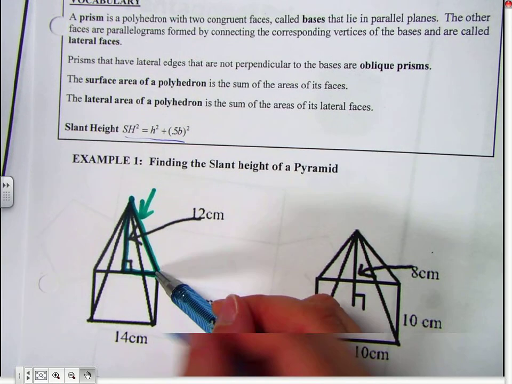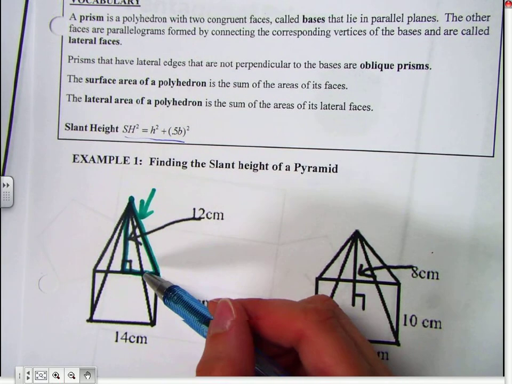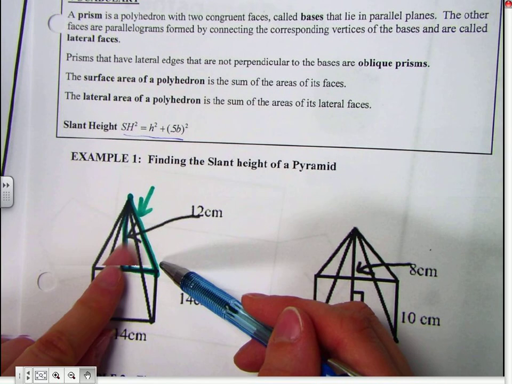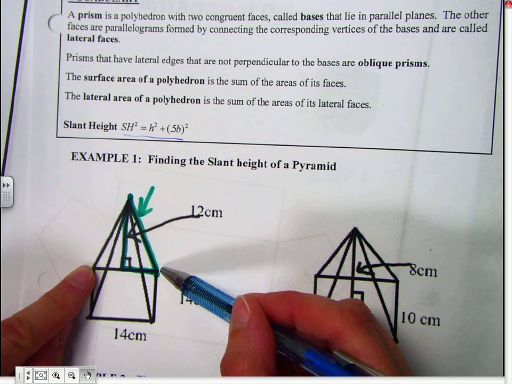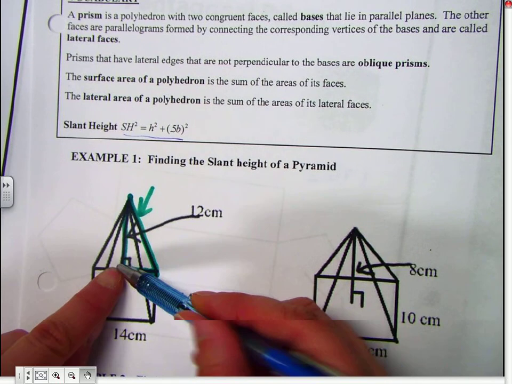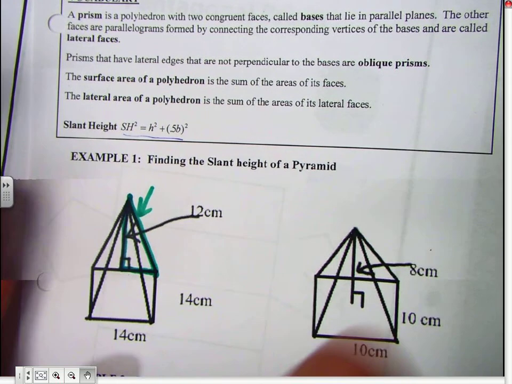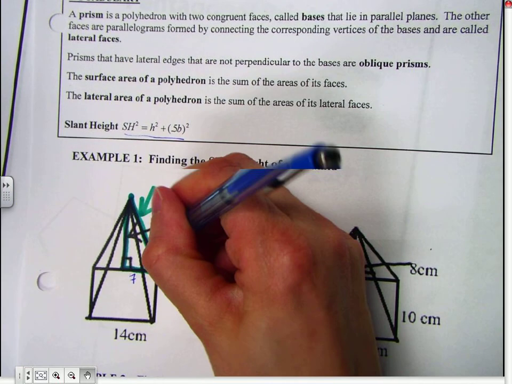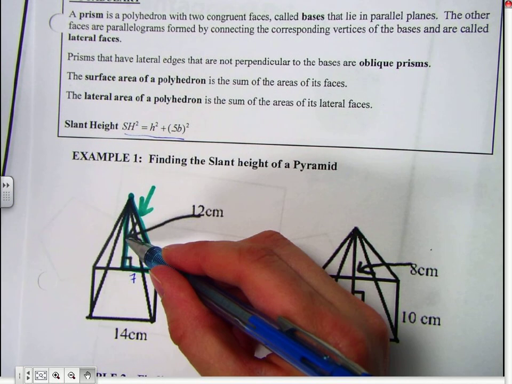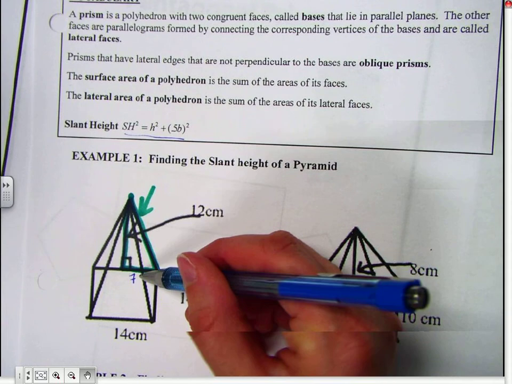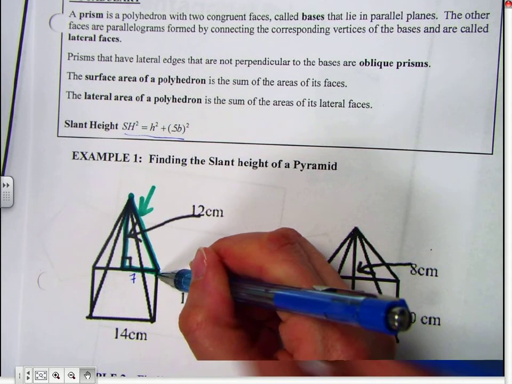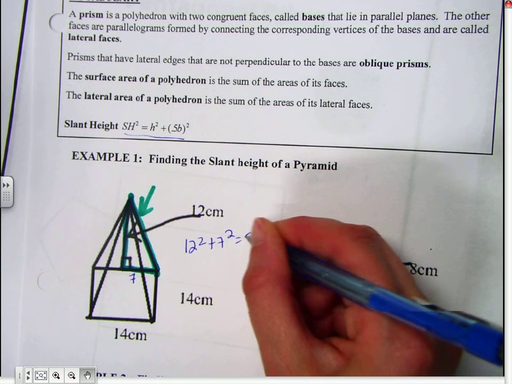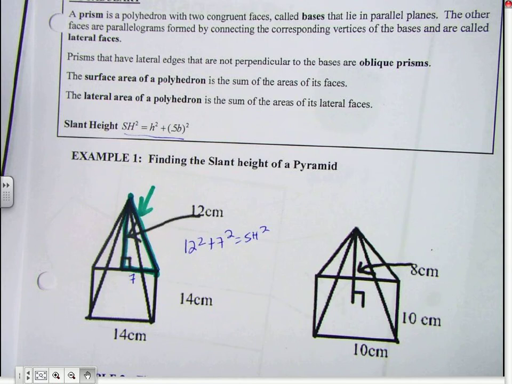So is my base of that triangle 14? Look at the green triangle. This length from here to here is 14. What would the length from here to here be? 7, right? It's half of 14. Now we've got a triangle where the height is 12, this side is 7, and I've got to find the slant height. So it's simply 12 squared plus 7 squared equals slant height squared.